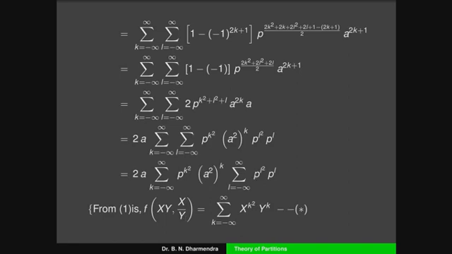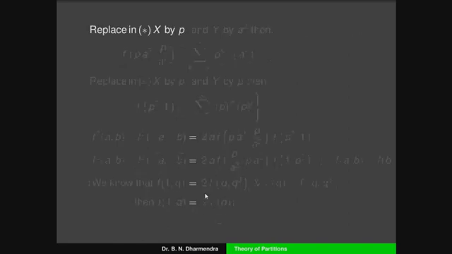Similarly here, x by p and y by p. So the terms are p square. Product xy means that is a p square. And x by y, that is p by p, that is 1. So we have to observe here.